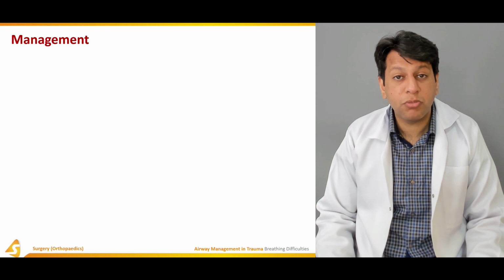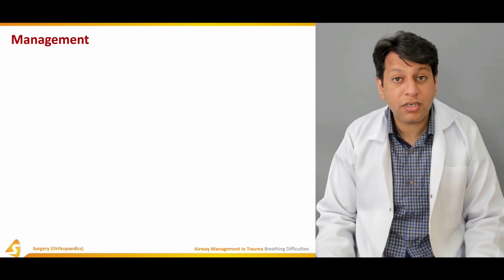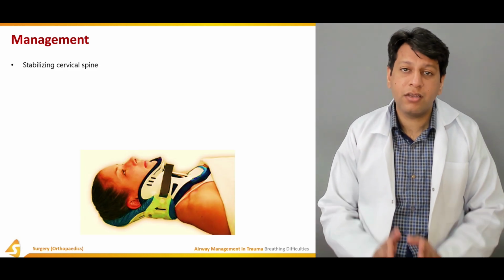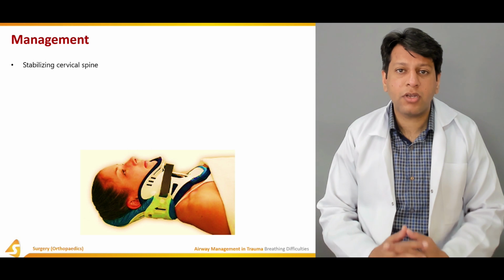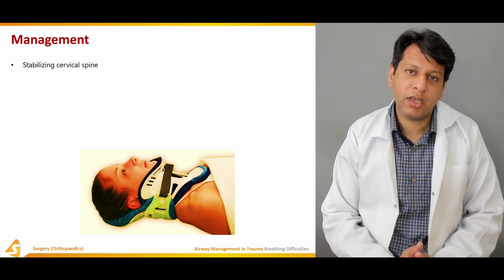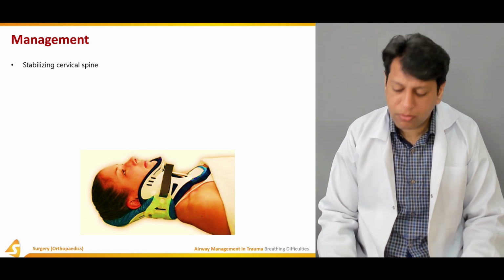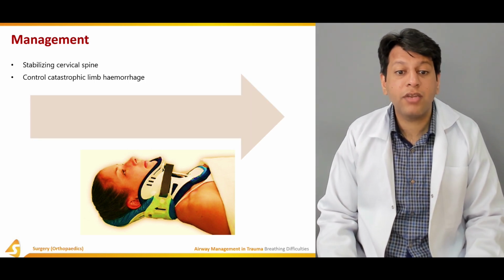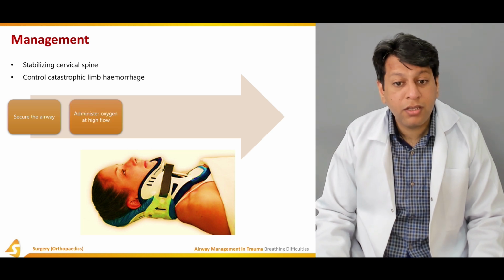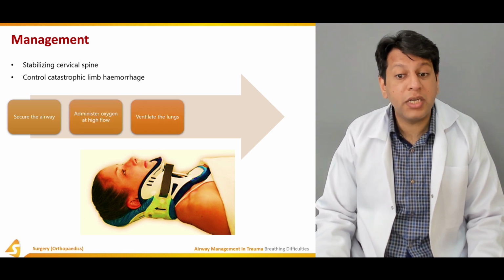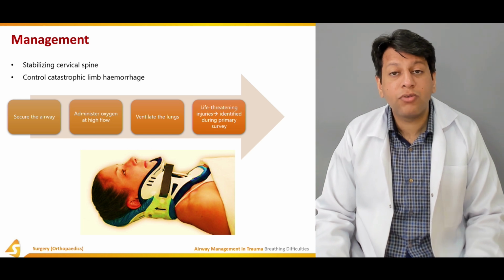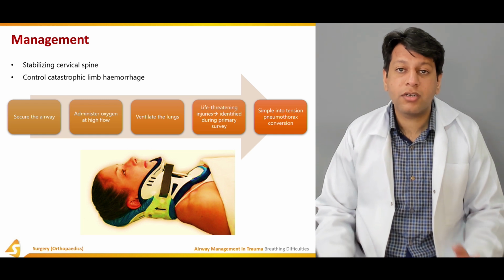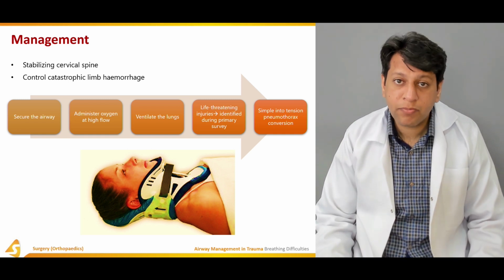Now, coming to the management, first we have to recognize what the underlying problem is, then we go towards the management of it. Again, in a trauma patient, the problem starts with the A, that is airway and cervical spine. Once we have stabilized the cervical spine and controlled catastrophic limb hemorrhage, we move to securing the airway, administering oxygen at high flow, ventilating the lungs, ruling out the life-threatening injuries in the primary survey, and converting a tension pneumothorax into a simple pneumothorax.